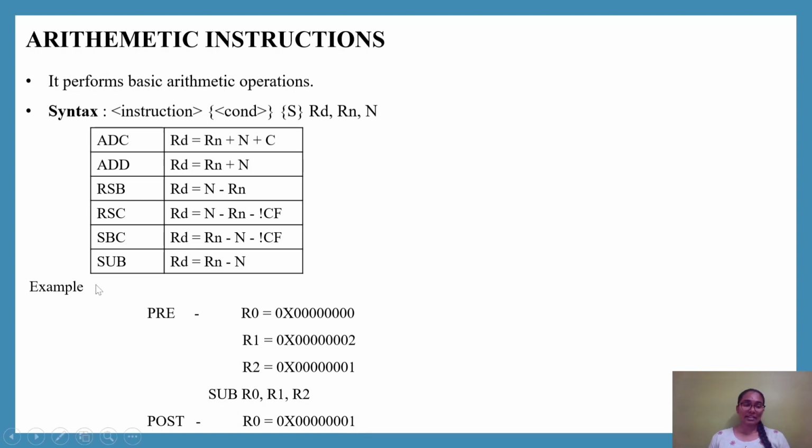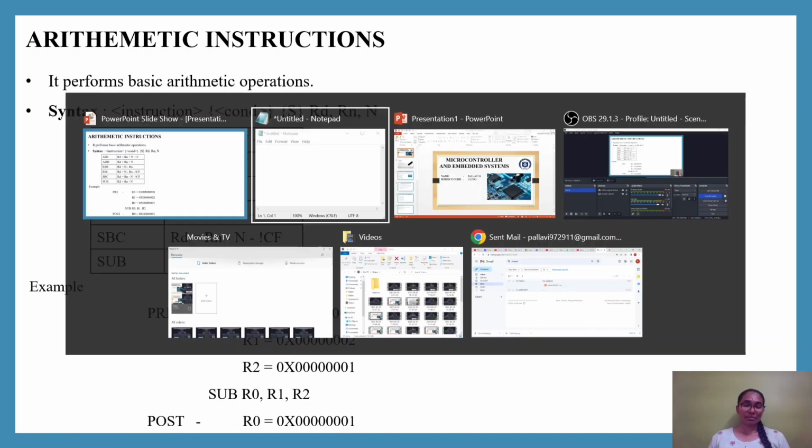Let us consider an example. The condition is R0 contains this particular data in hexadecimal form, and R1 and R2. The instruction here is subtract R1 and R2, and that particular data will be stored in R0. So let us look into this example.